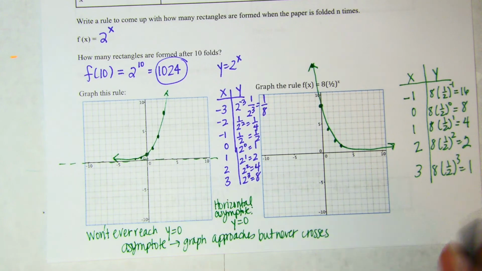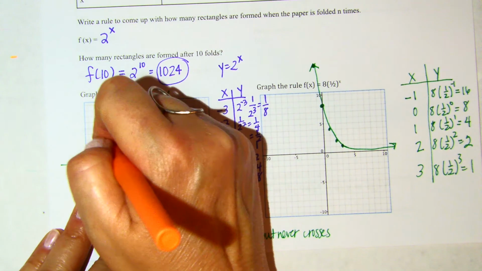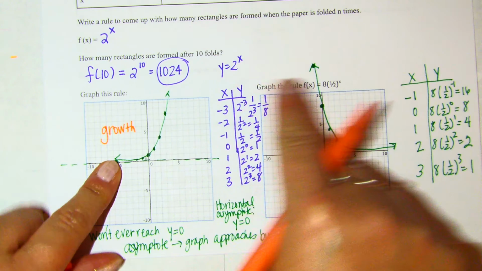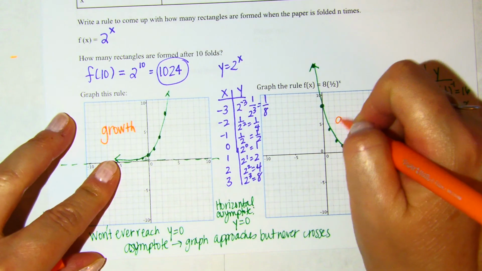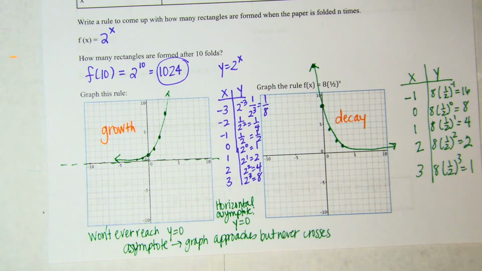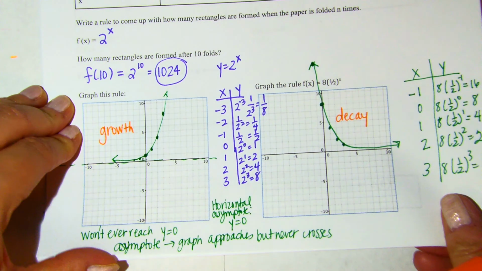All right. Later on, we're going to talk about what these mean, because when it's going up like this, it's called growth. Well, we'll just talk about it real quick. This is called growth, but when it's getting smaller like this, it's called decay. And we'll talk about how you know for sure which it is just from the equation.